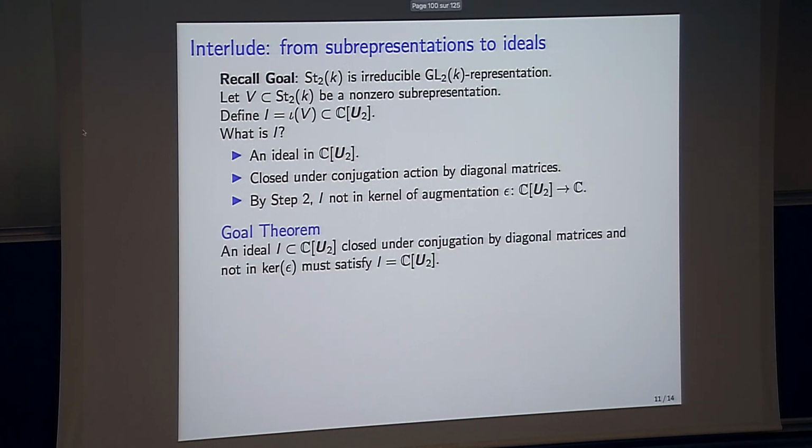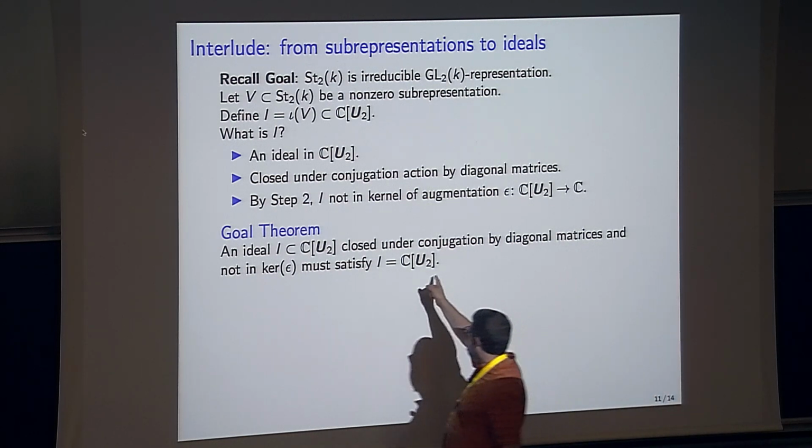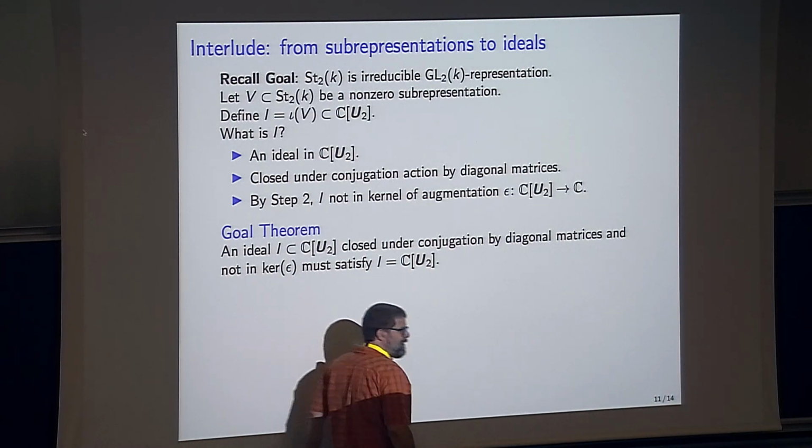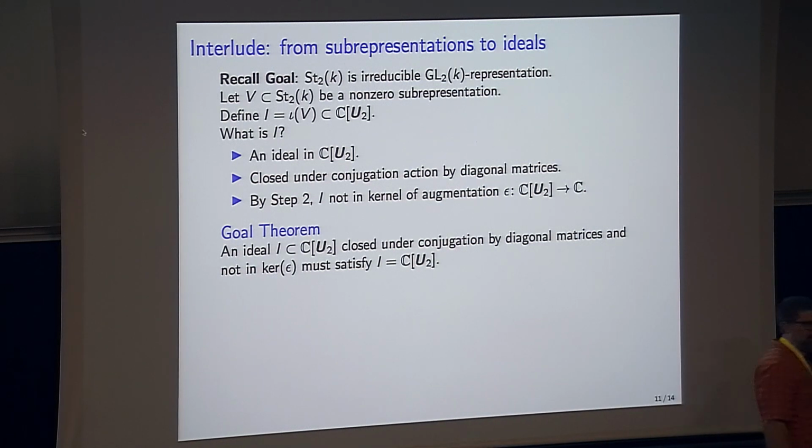We don't need to remember anything about Steinberg, so our goal theorem should say that this means it's the whole thing. So our goal theorem is equivalent to: an ideal in the group ring that's closed under conjugation by diagonal matrices and not in the kernel of the augmentation has to be the whole thing. This is like an elementary commutative algebra statement, right? Because this right here is a commutative ring. So this is a pretty nice commutative ring, really. That's the kind of thing that we have to prove.